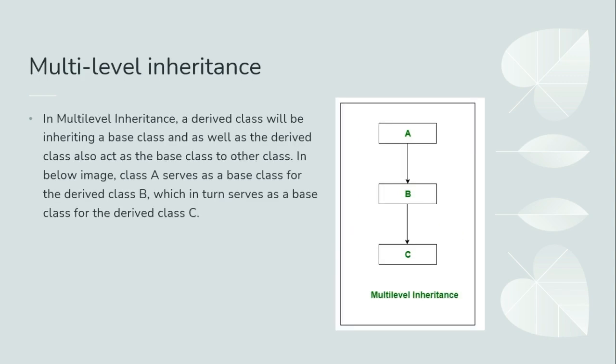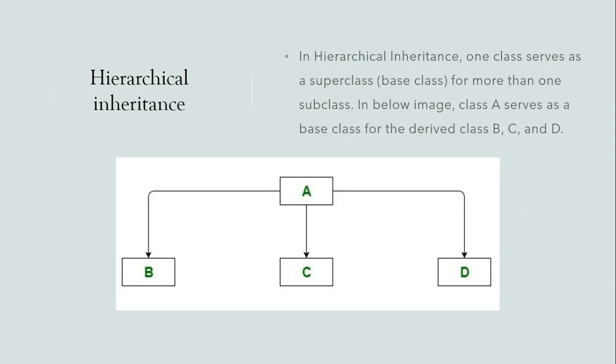Next is multi-level inheritance. You can see in the image a derived class will be inheriting a base class, and the derived class also acts as the base class to another class. So in the image you can see class A serves as a base class for the derived class B, which in turn serves as a base class for the derived class C. So next is hierarchical inheritance. In that, one class serves as a superclass for more than one subclass. In the image you can see class A serves as a base class for the derived classes B, C and D.